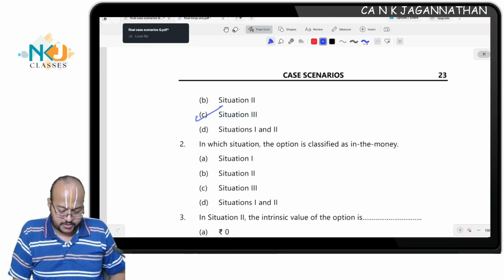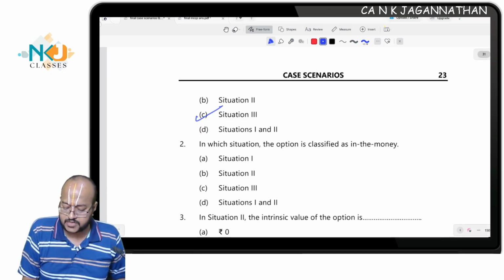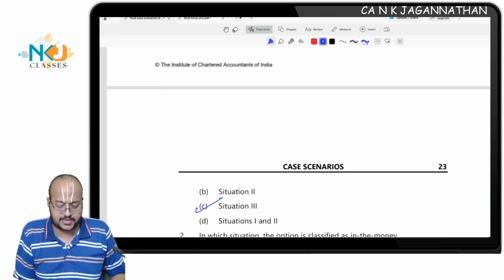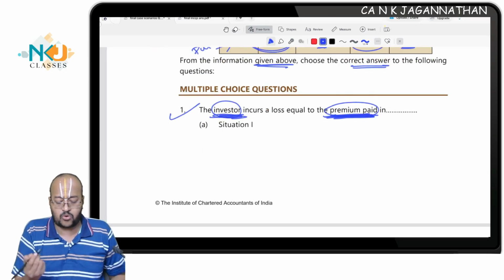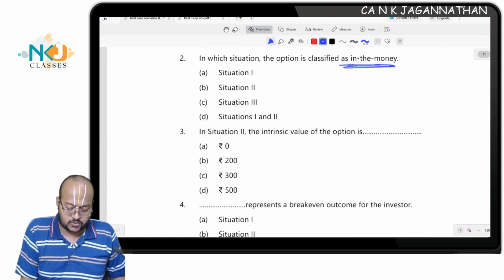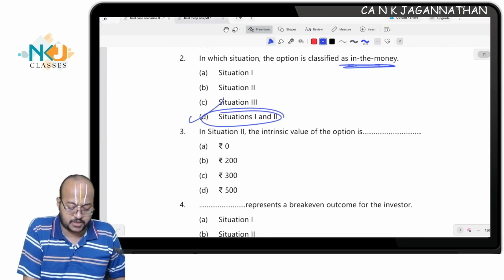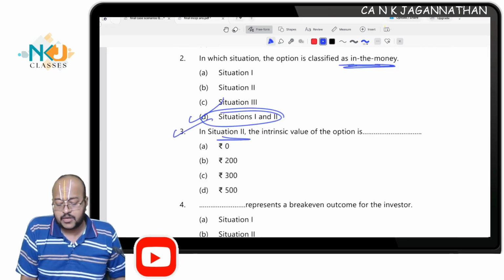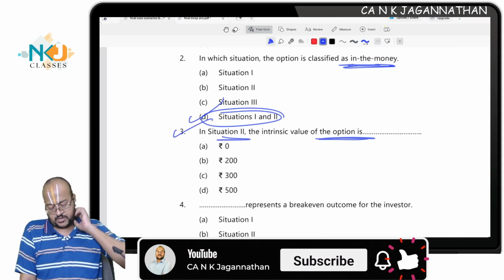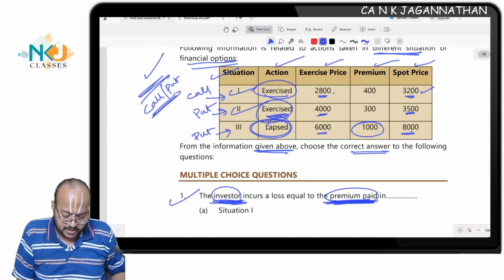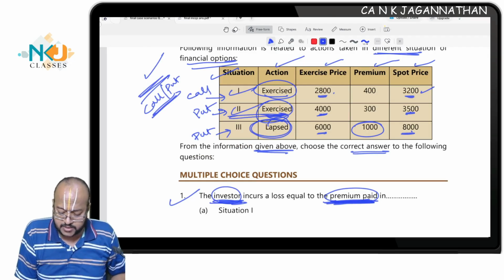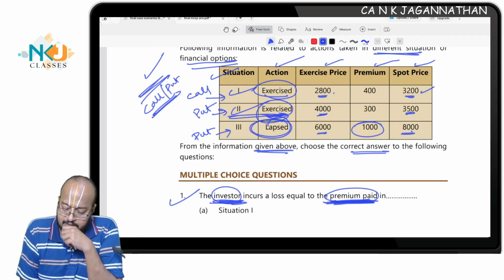Now, next: in which situation is the option classified as in the money? When you are exercising, this will be called in the money, which means situations 1 and 2, both options are in the money. D should be the solution. Next, in situation 2, the intrinsic value of the option. Now, situation number 2, what is the intrinsic value of the option? See, the value of the option is FSP minus X?